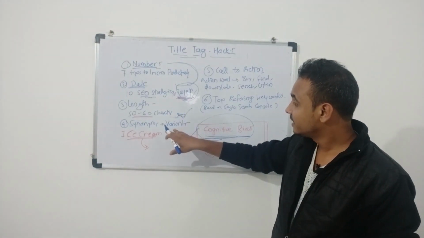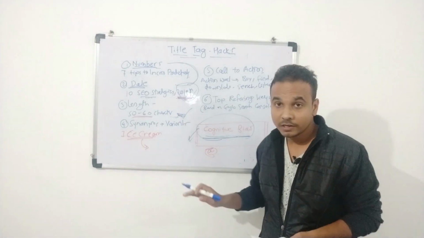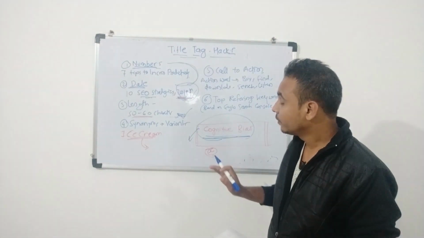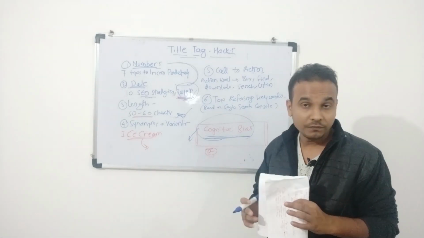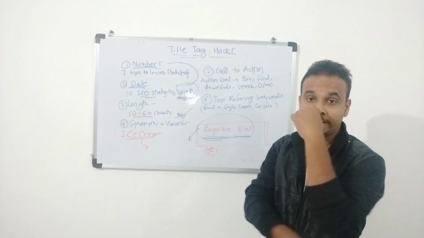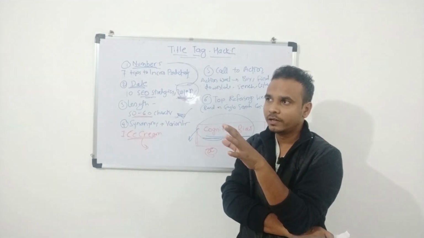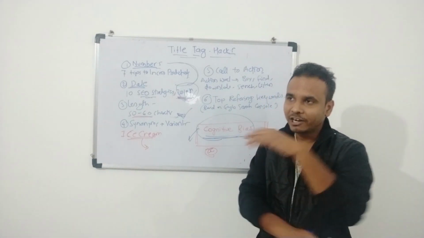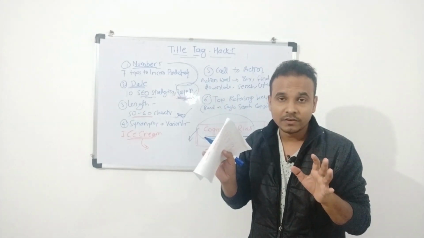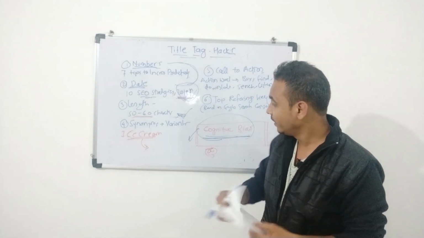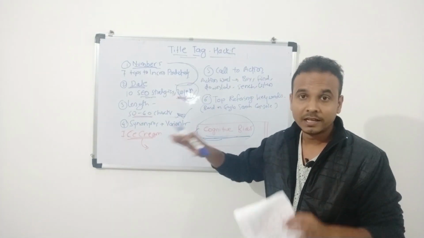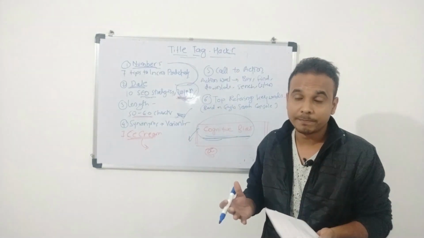Fourth is using synonyms and variants. This is a very important thing which I consider, because many times when we write an article targeting a specific keyword, in the back of our mind we have a business. We want to sell something. For example, I have taken an example of ice cream here. There is an ice cream parlor. Their business is to sell ice cream.